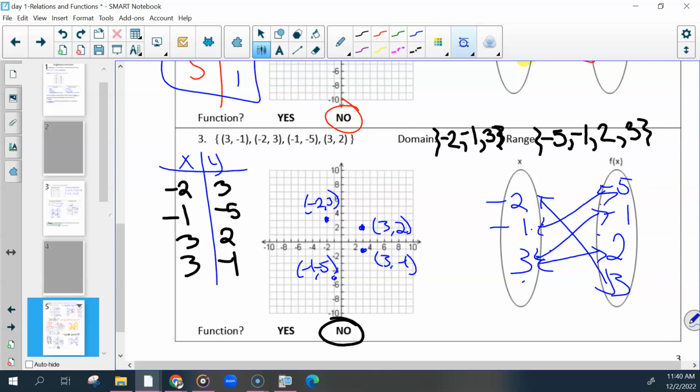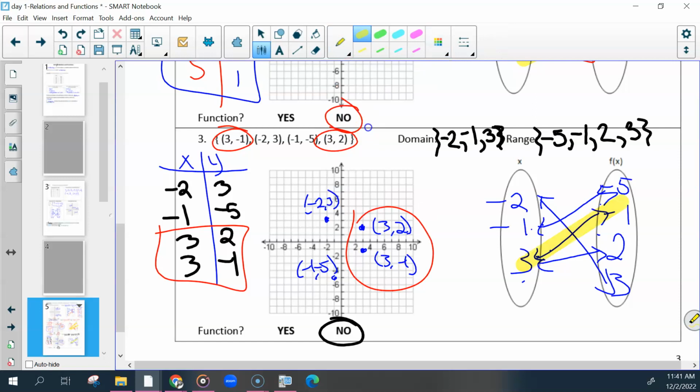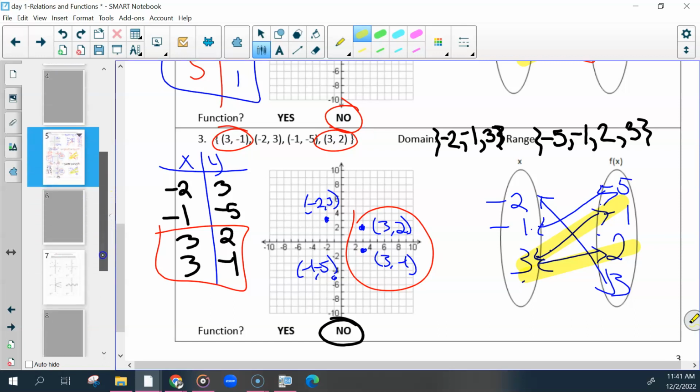And this was not a function because of a couple things. If you're looking in your ordered pairs, your 3 goes to 2 different y values, or in your table, or in your graph, or in the mapping. As long as you saw that somewhere, that was not a function. Questions on that one? All right, go on to the next page.